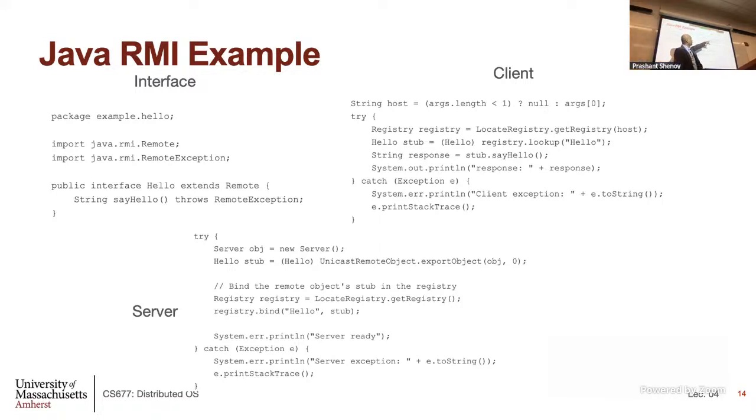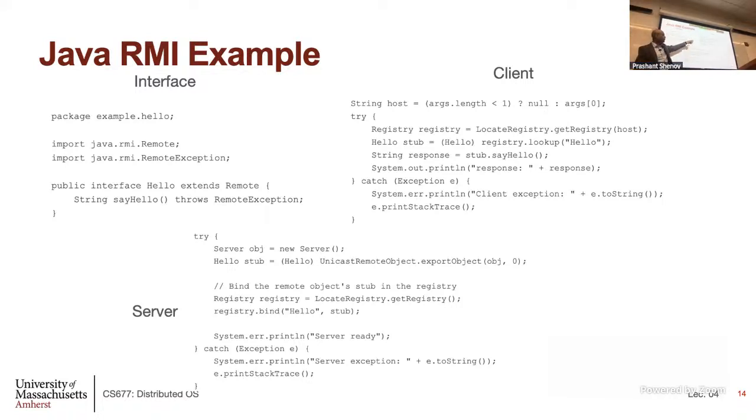Okay, the client code is first going to go find the registry, and it will say, is there a hello method registered with the registry? Your hello object registered with the registry. And assuming you get that, you get a stub. And then you basically say stub.sayHello. That's your RMI call. Okay, so the code for the sayHello is actually in this process.